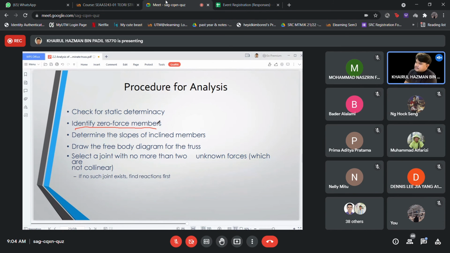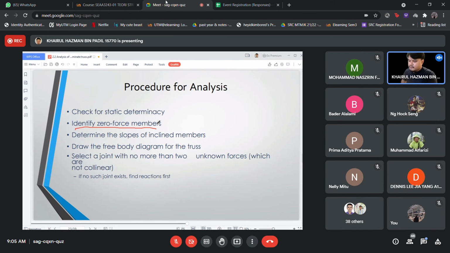Identify the zero-force members by using a visual expression by having a characteristic. If you want to know more on which part of the truss members is equal to zero, you can just Google it or look it up on YouTube. There will be plenty of videos on how to know which part of the truss members is equal to zero. There is no problem with that. Since I probably provide two cases, which part of the truss is equal to zero or it is not equal to zero. Okay. Then determine the slope of the inclined members.